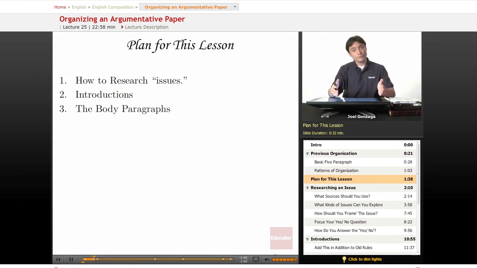The plan for this lesson will go this way. You're going to learn how to research and brainstorm issues. Remember, these issues are questions that you're going to be answering in your argumentative essay. I'll be running through a couple ways to make a really good introduction, and then we're going to focus on those body paragraphs, because it turns out you're not always going to be limited to 3, and you might not always be limited to certain ways to do things.